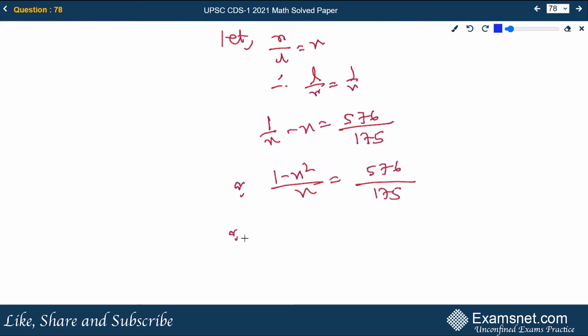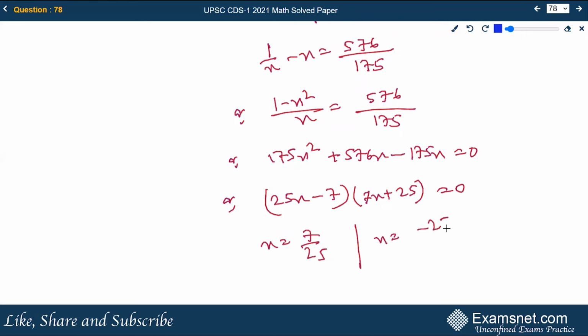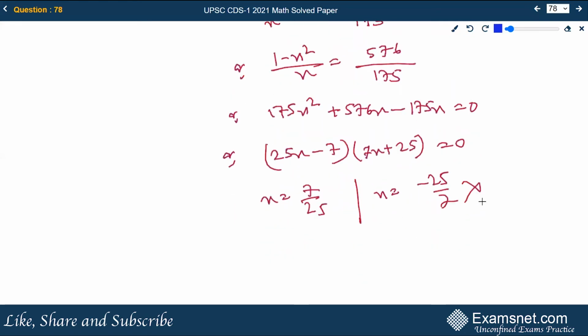It will be 175x square plus 576x minus 175 equals 0. Further, if you factorize this, you will get two factors: 25x minus 7 multiplied by 7x plus 25. So this equals 0. From here I can say x equals 7 by 25 or x equals minus 25 by 7. We won't take the negative, as a ratio can't be negative.